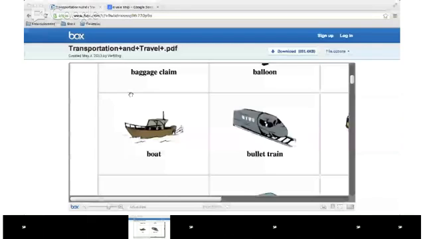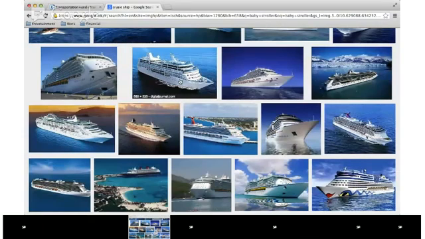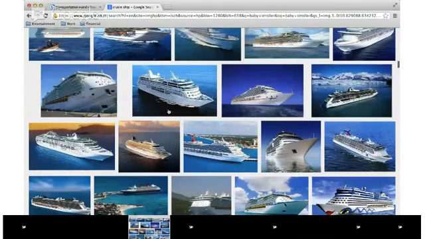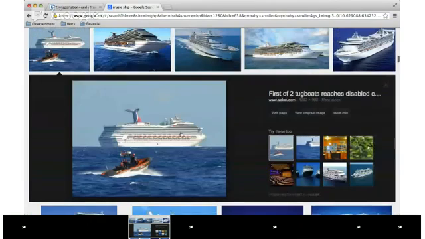Now, those would be ships. Those pictures that we saw here, class, we would not call those boats. These are not boats. These are ships. A boat is going to be smaller. A boat is probably something like this thing here. This is a boat, and this here is a ship. You see the difference. This is a speedboat, and this is a ship. They are huge.